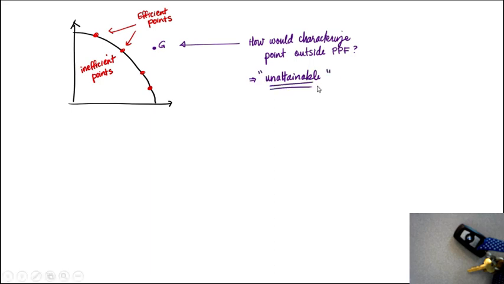So we would say that bundle G is unattainable. Why might it be unattainable? Maybe we don't have enough resources to produce at that level. So our resources in our current stock isn't enough. Maybe our technology isn't advanced enough to get us there.